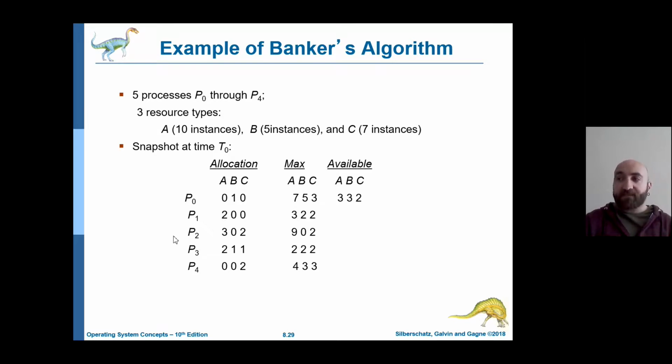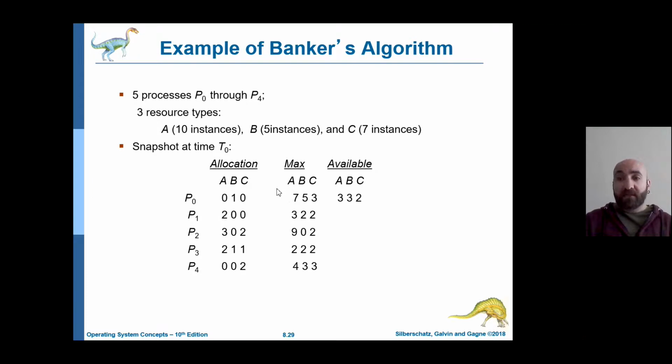So basically that means, let's consider P0. P0 has 0 A, 1 B, and 0 C. So that means we already assigned one instance of B to P0. We have not assigned any instance of A and C to P0. So these are the resources allocated for P0: 0 instances of A, 1 instance of B, and 0 instances of C are allocated for P0.